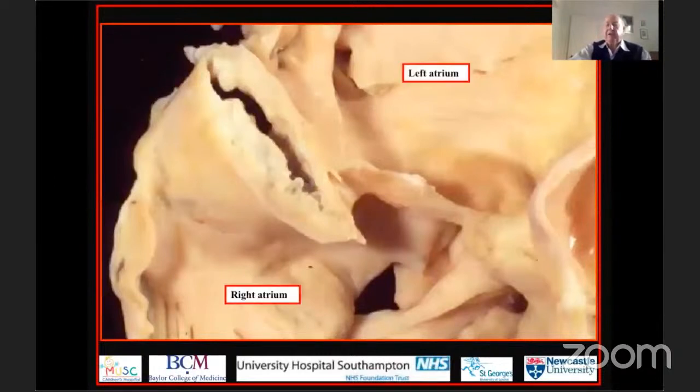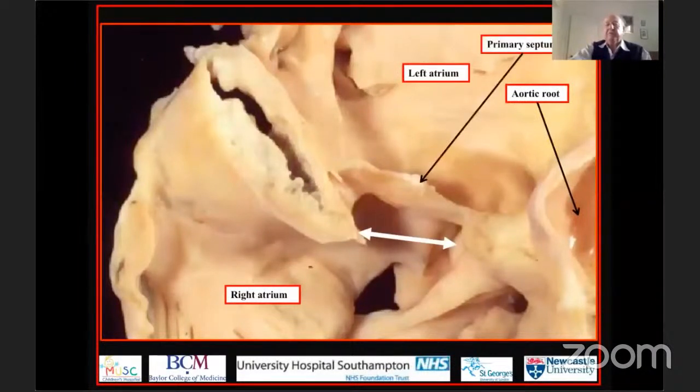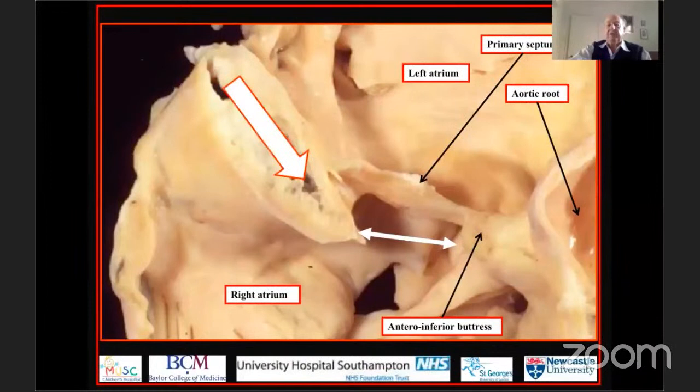We see the right atrium, left atrium, the aortic root. There is the oval fossa, and the primary septum has now become the flap valve of the oval fossa. The mesenchymal cap and the vestibular spine have muscularized to form the anteroinferior buttress.